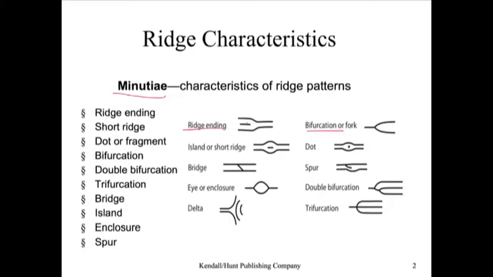Bifurcation or a fork, self-explanatory there. Island or short ridge, a dot. Bridge connecting two adjacent ridges, a spur. Eye or enclosure. A double bifurcation and a trifurcation. These are different. A double bifurcation is where a fork forks. A trifurcation is where you have a three-way split. I do expect that you know all 10 of these and that you can identify them on sight. So take a little bit and familiarize yourself with these.